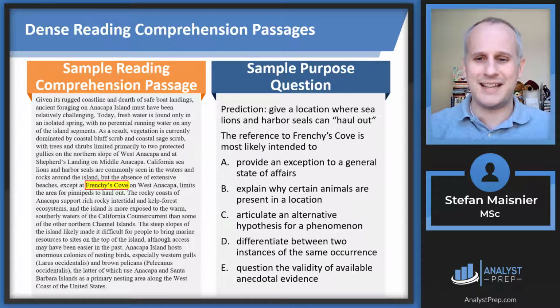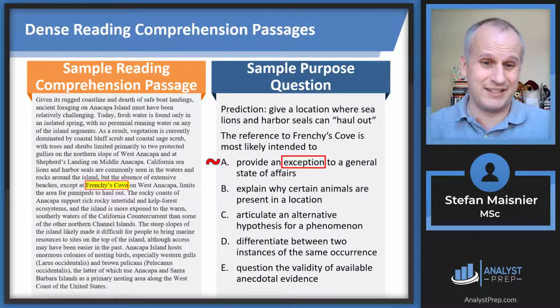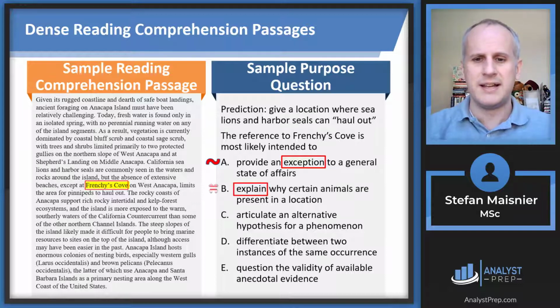So choice A, provide an exception to a general state of affairs. Again, use the squiggle. You're like, yeah, Frenchie's Cove is the one place where they're able to come out. So that's a possibility, although not really loving the option at the outset, kind of bland. Moving through the remainder of the choices, remember, once you've got something that's okay, you can maybe move a little bit more quickly, but explain why the animals are present there. It doesn't explain it. It doesn't say why they do that. This is just the exception, so it's not explaining anything.